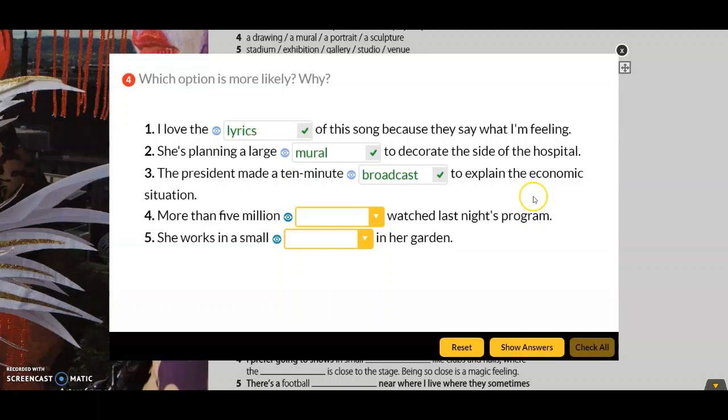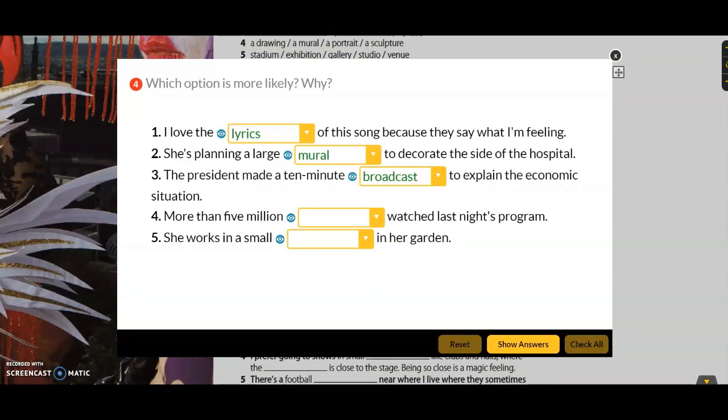News or a program. Okay, guys, so we were on the exercise number 3. The president made a 10-minute broadcast to explain the economic situations. Remember, guys, that broadcast is when you transmit a message or a video through maybe the TV or a radio program. We have some examples of our president of Mexico where he has made some talks or he has made some broadcasts where he explains the economic situations or maybe situations with the education or other different things. So that is the broadcast.